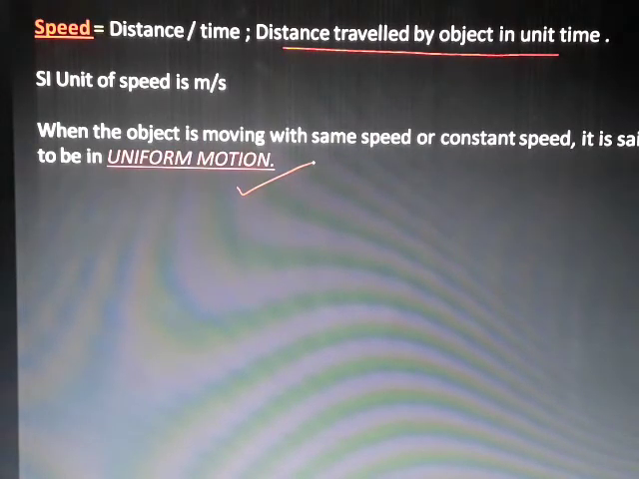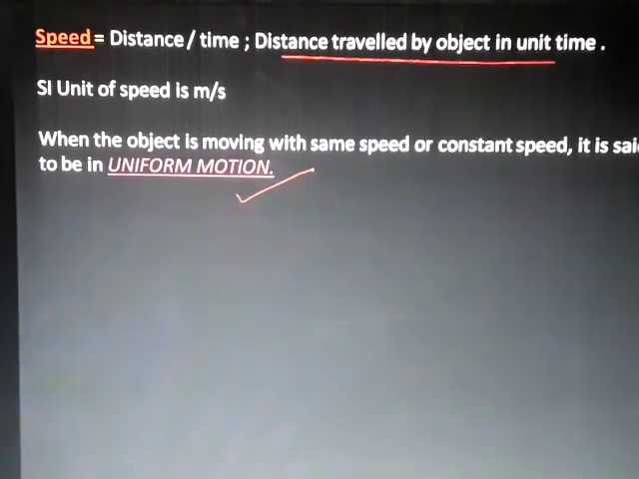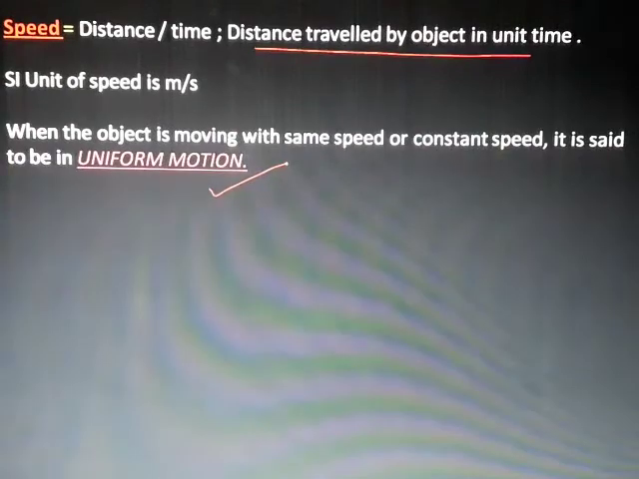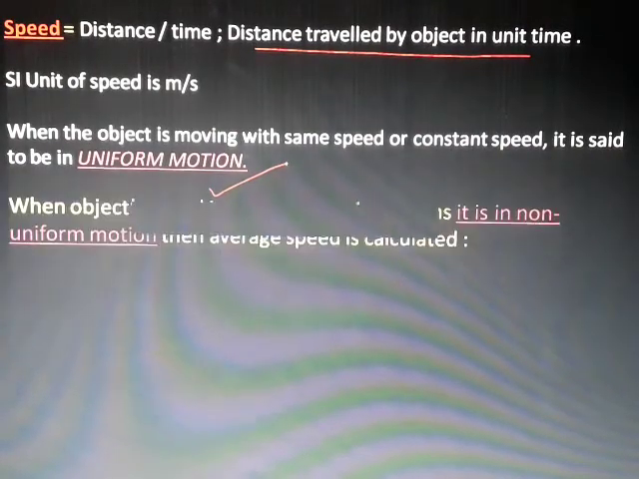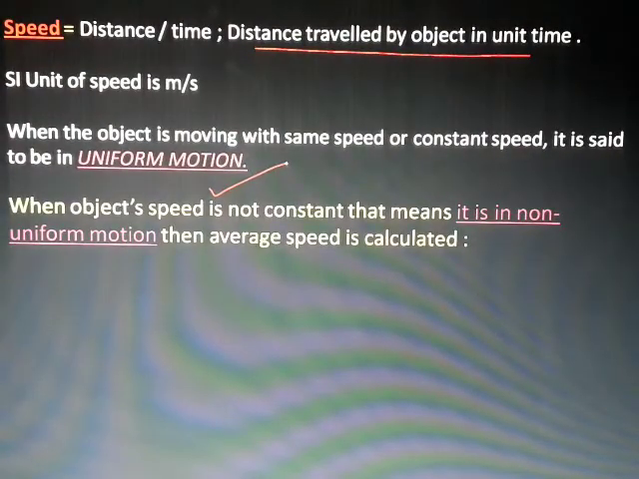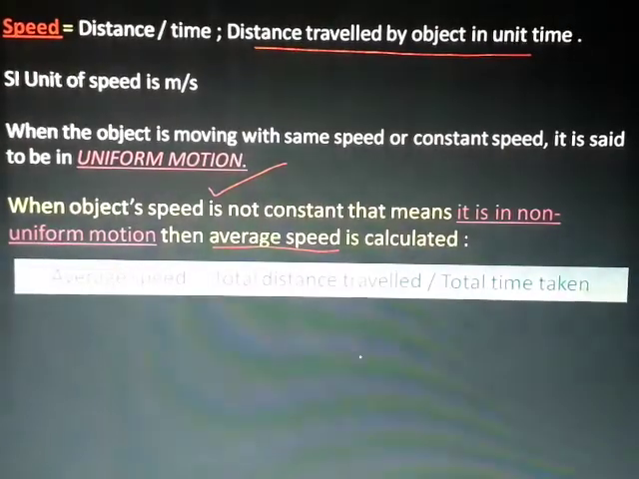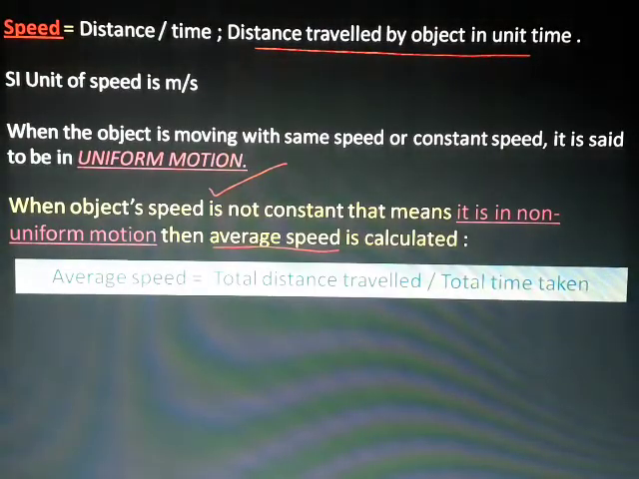But if speed is changing, then the object is said to be in non-uniform motion. In case of non-uniform motion, we don't measure speed. What we measure is average speed. Now what is average speed? Average speed is nothing but total distance travelled divided by total time taken. This you can easily understand by an example.